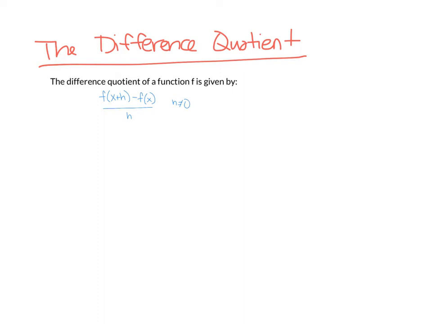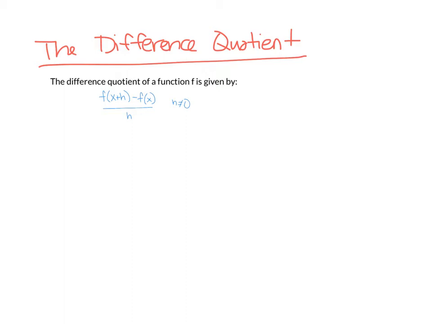So we are going to go through a problem on finding the difference quotient. We'll do more practice on this during class time. So the difference quotient of a function is given by this expression right here: f of x plus h minus f of x, all over h. And we do have a domain restriction that h is not equal to 0.